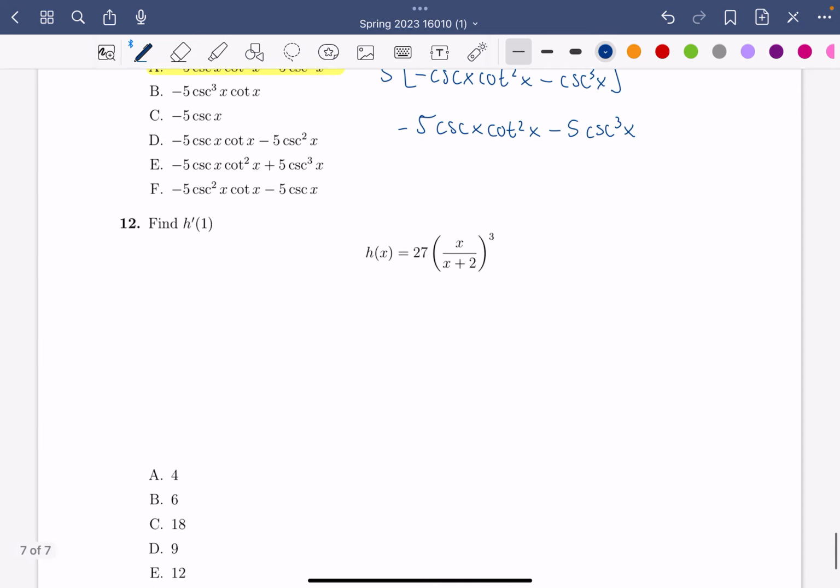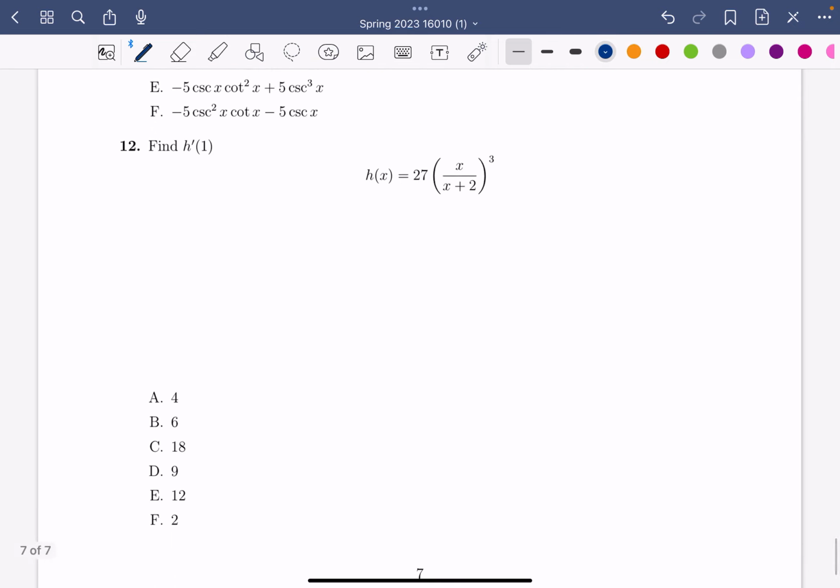And finally, last but not least, on to the last question. This uses a couple of different things. So first we see some division. So this will be quotient rule. And also we see that is inside something cubed. So this will also have chain rule. So we'll need chain rule and quotient rule.